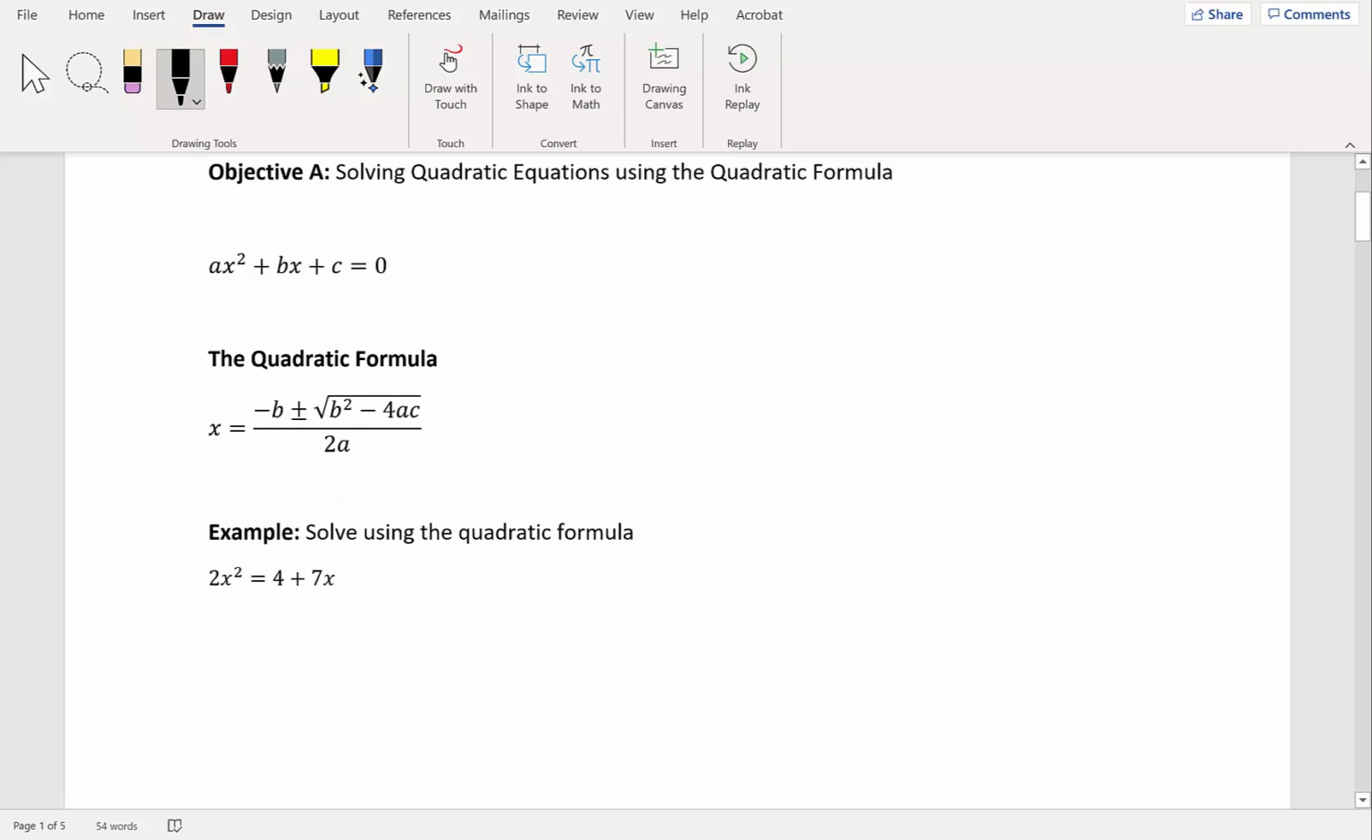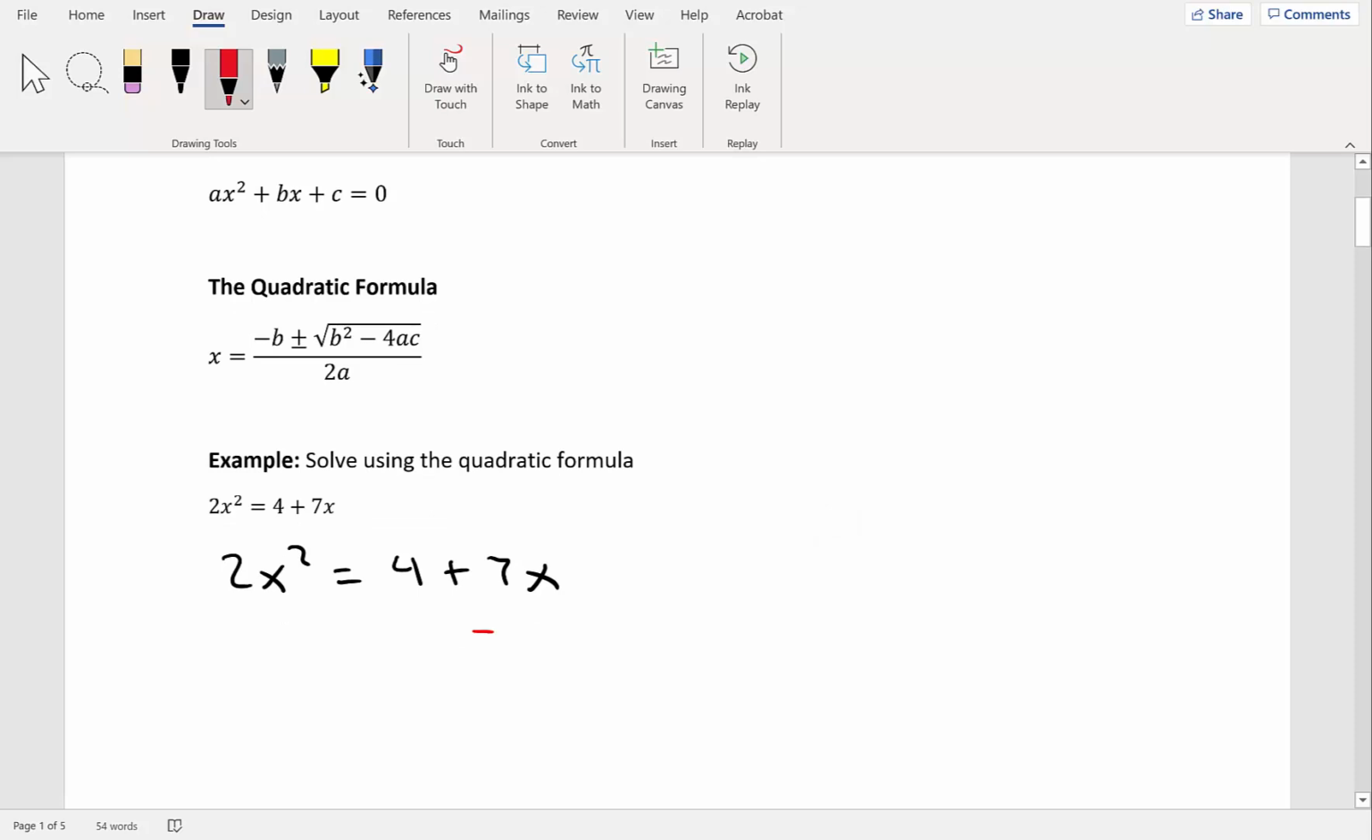So the reason why we have the other two methods, completing the square and the quadratic formula, is because sometimes we are not able to factor out the quadratic equation that we have. So we have to use those two methods to solve. Now instead of using the completing the square method, I could also use this quadratic formula. So I have 2x squared equal to 4 plus 7x. So for this example, we want to solve this using the quadratic formula.